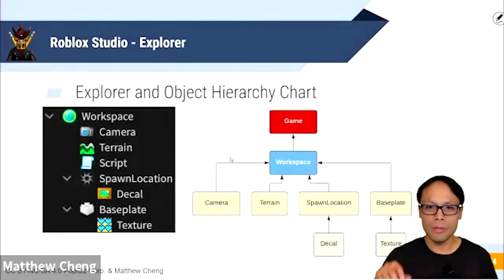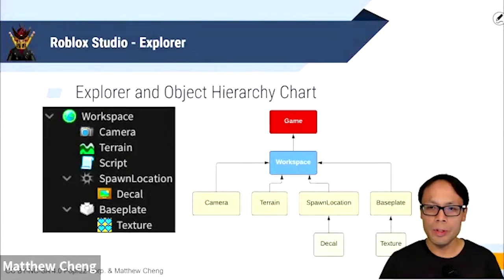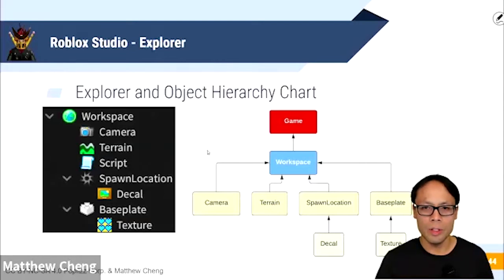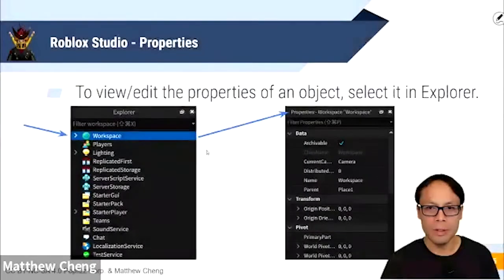So again, as a hierarchy, I drew this picture here. We've got game as the ultimate parent. And we've got workspace, which is a child, but which is also a parent, because it's the parent of children: terrain, spawn location. And even within spawn location, we also have decal. So you've got all of these parent-child relationships with all the different objects there.